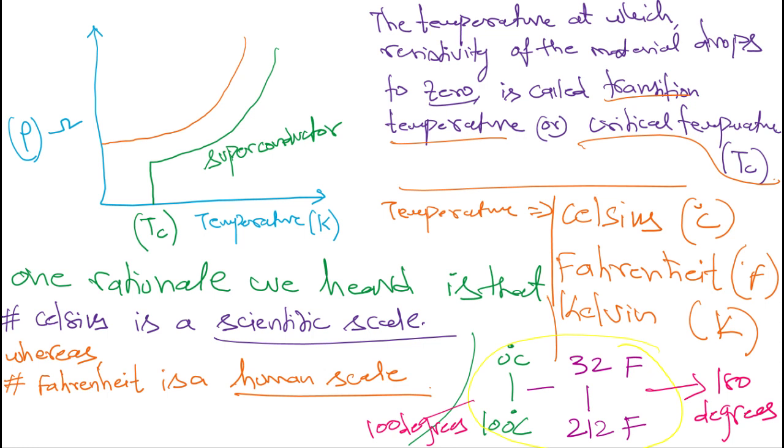Remember, we are measuring the temperature based on the Kelvin scale for a superconductor. Therefore, we are measuring the temperature here, but how are we measuring it? According to three different scales: Kelvin, Fahrenheit, and Celsius. One rationale we heard is that Celsius is a scientific scale, whereas Fahrenheit is a human scale. As we know, the Celsius scale ranges from 0 degrees to 100 degrees, an interval of 100 degrees. Fahrenheit is scaled from 32 to 212 degrees Fahrenheit, an interval of 180 degrees.